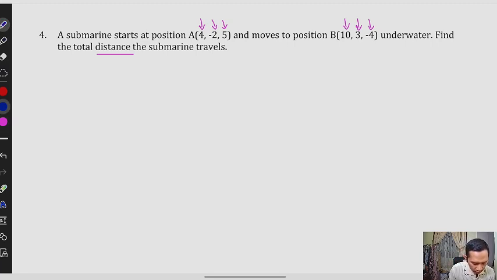So the formula is still the same, don't worry. We have AB, so the distance between AB. Yeah, we still use square root, but we have three variables now. Just use 3 then.